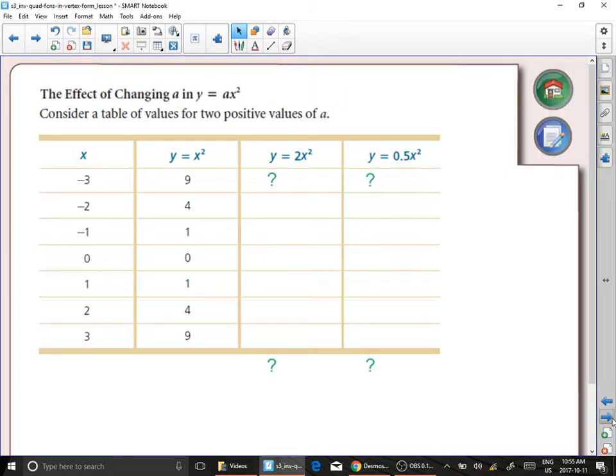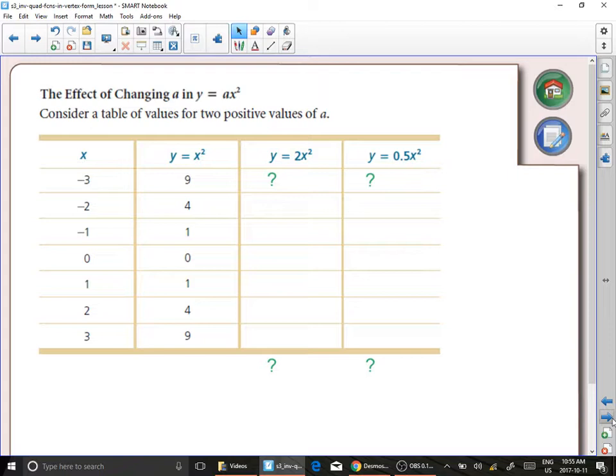Okay. Now, what if we change a? Now, we change a as in making a, like here we have x squared. A is 1 because it's 1x squared. But what if we change it to 2x squared? Well, order of operations, we still have to square the negative 3 first. So negative 3 squared is still 9. But then we multiply that 9 by 2 and we get 18.